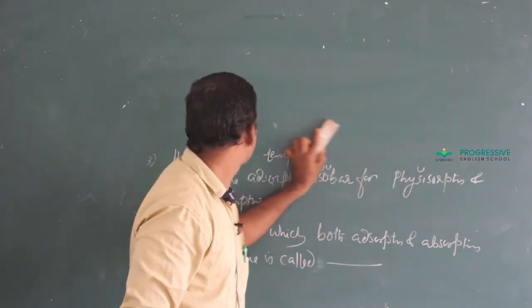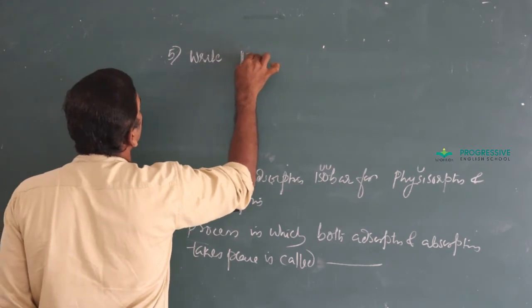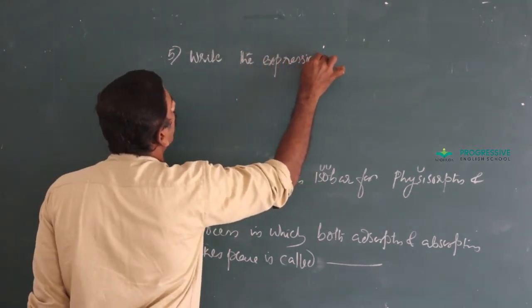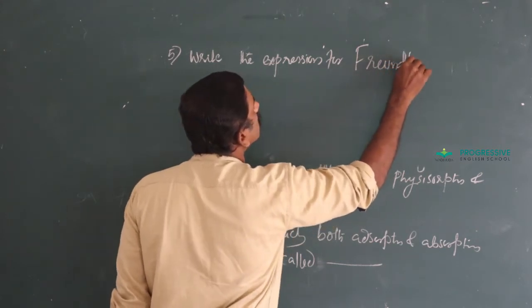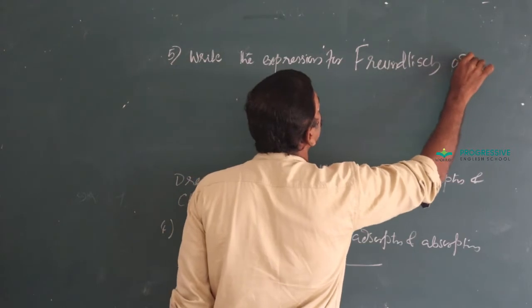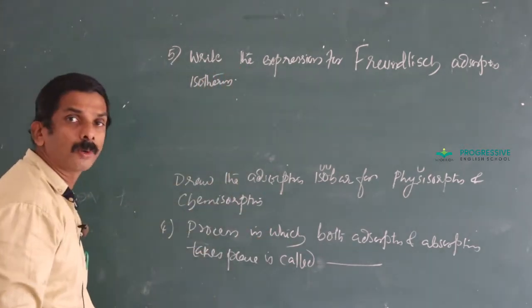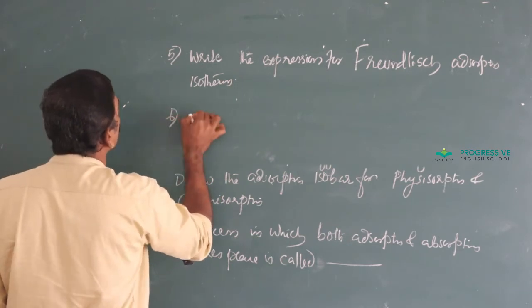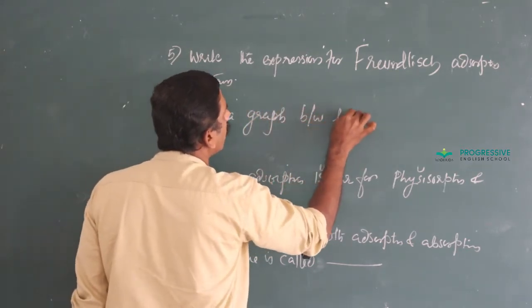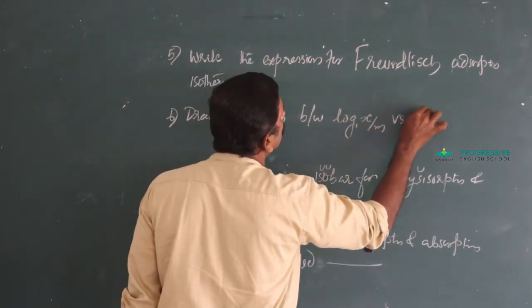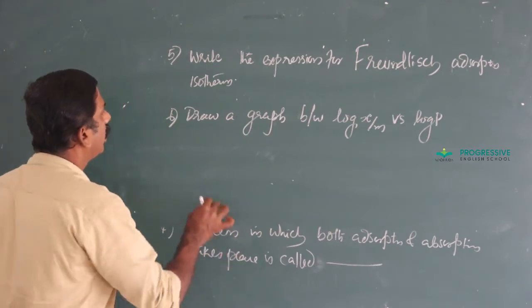And next question, write the expression for Freundlich adsorption isotherm. Draw a graph between log x by m versus log p.